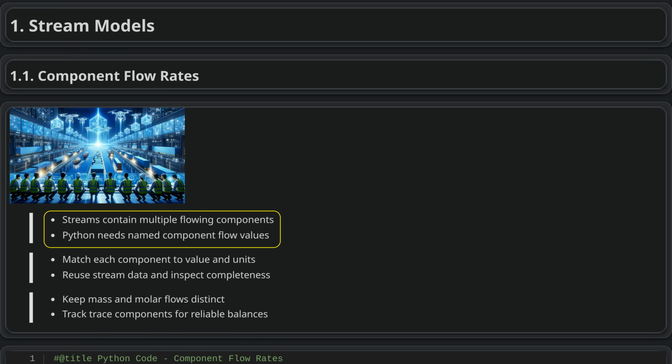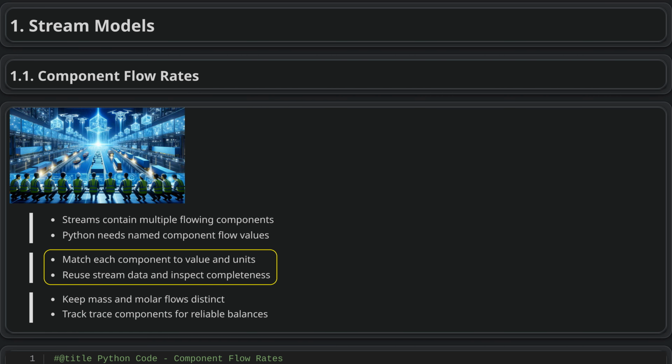These component flow values give Python a clear, structured description of what is in the stream and how much is moving. When describing a process stream, each component should be tied to its flow rate and unit. Treating components as separate, named parts of the stream makes the data easier to use in Python calculations, such as combining streams or checking available reactants.